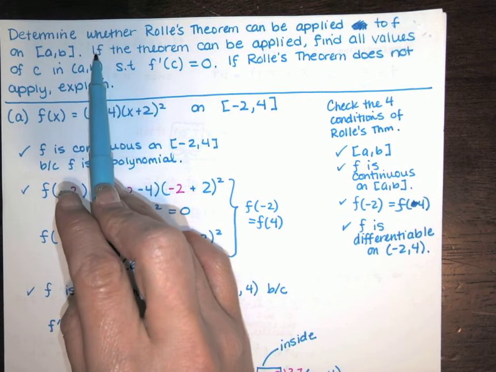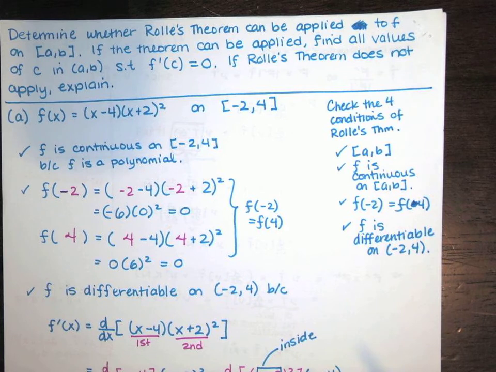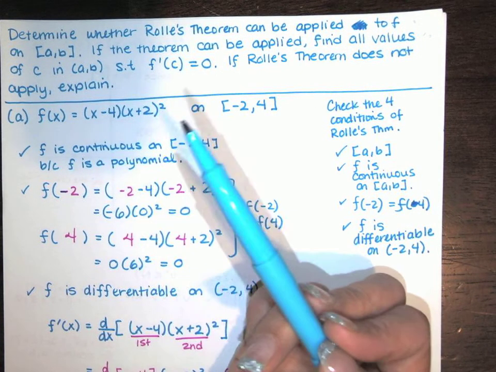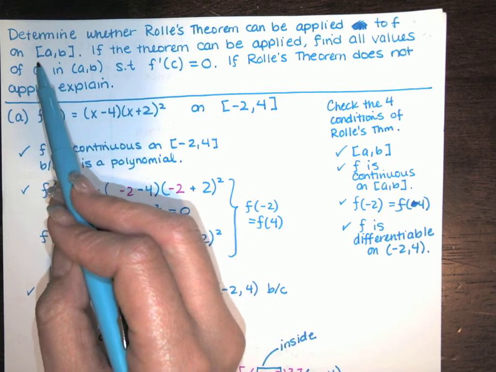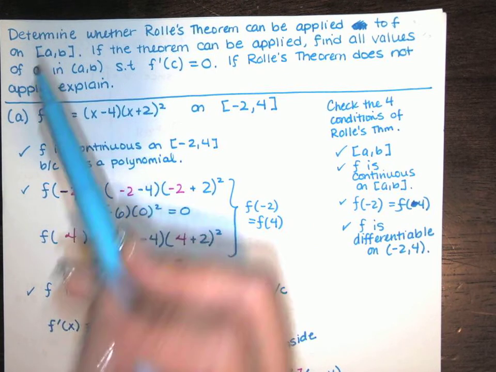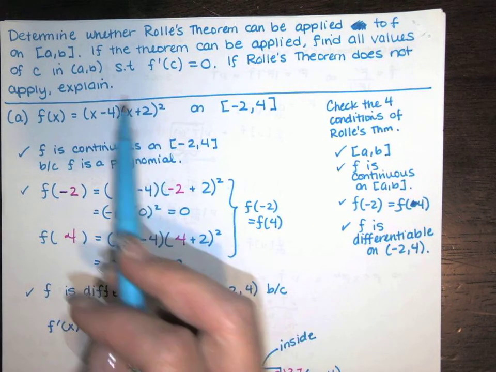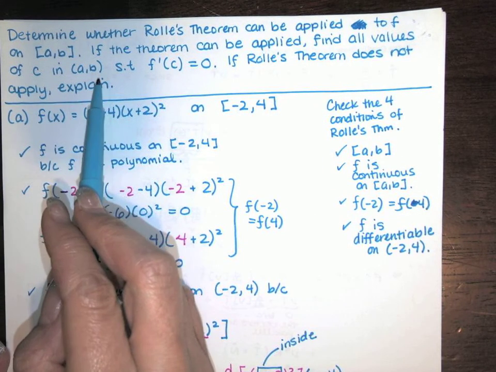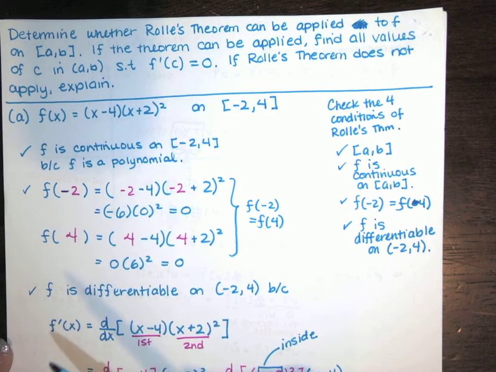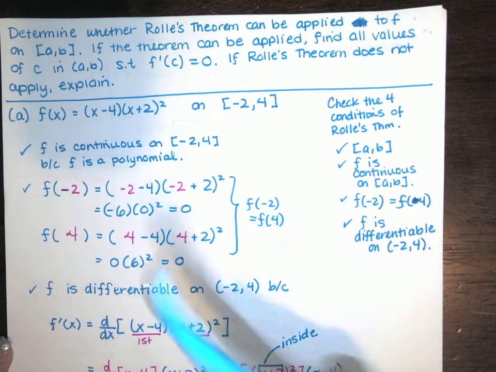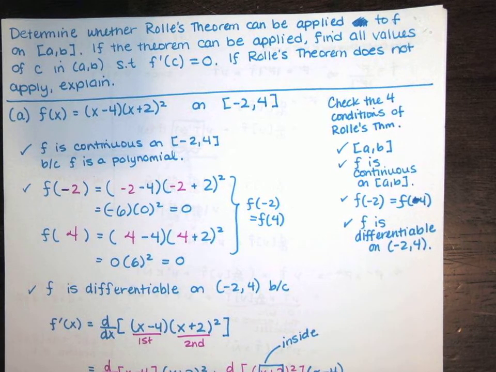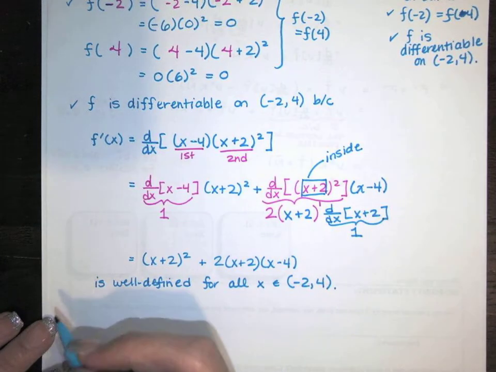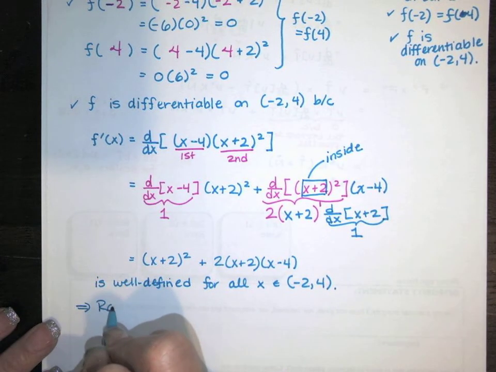And the question says, if the theorem can be applied, and it can, find all values of c in the interval from a to b such that the derivative is 0. I almost hate that they're using this variable c, because people are like, what's c? It's just an x value. They're asking us to find the x values on the interior of the interval that give us a 0 slope. And then we're going to call those x values c values instead of x values, but it's the same thing. So our 4 conditions are satisfied. So Rolle's theorem applies.